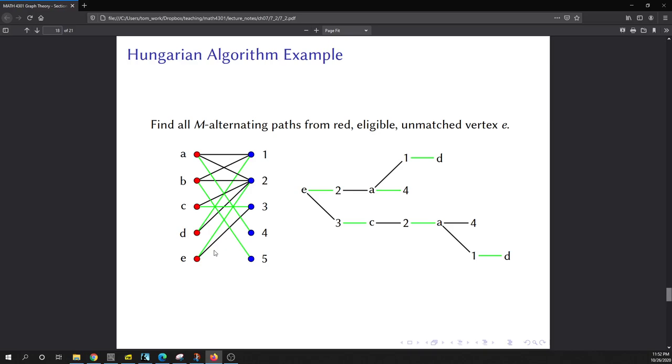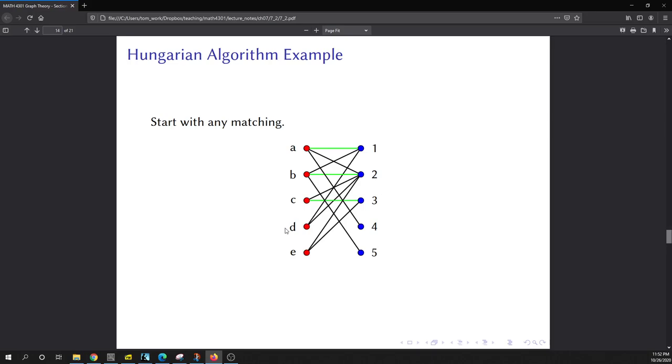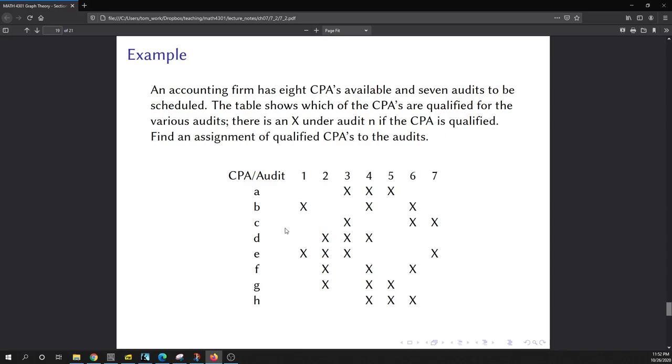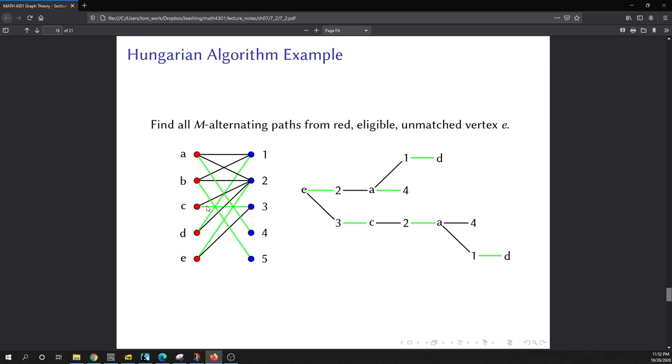All right. And so you can see again the difference between maximal, which is this one, was maximal because you can't add any edges to it, but it's not maximum. There's matchings with way more edges in them than 3. This one has 1, 2, 3, 4, 5. So that's how the Hungarian algorithm works.